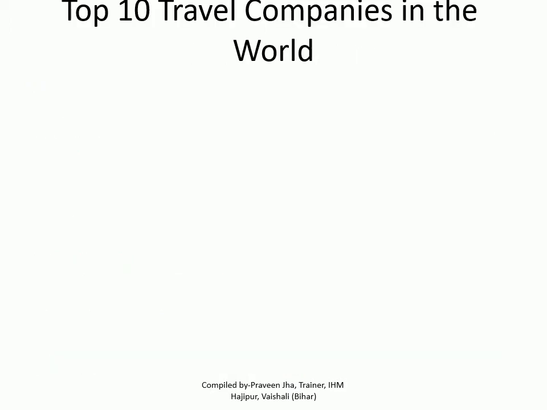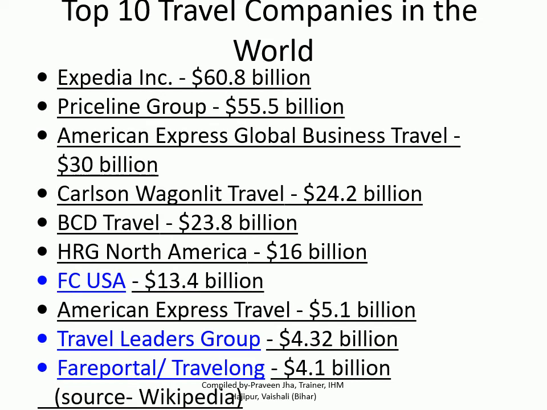Top 10 travel companies in the world: Expedia Incorporated, $60 billion. Priceline Group, $55 billion. American Express Global Business Travel, $30 billion. Carlson Wagonlit Travel, $24 billion. BCD Travel, $23 billion. HRG North America, $16 billion. FCm USA, $13 billion. American Express Travel, $5 billion. Travel Leaders Group, $4 billion. Travelport/Travelong, $4 billion. Source: Wikipedia.